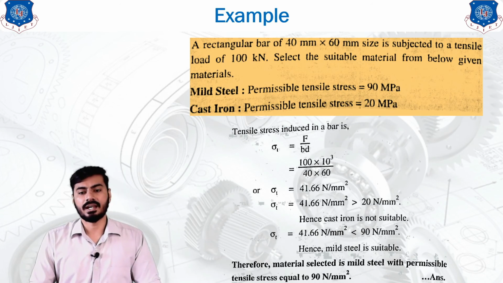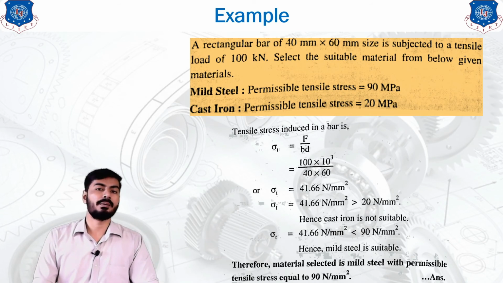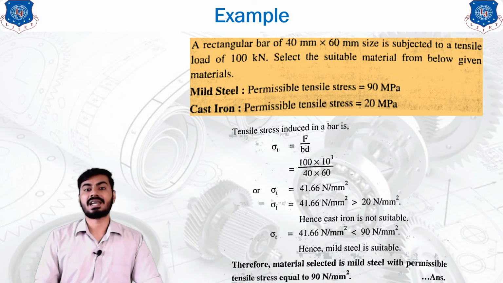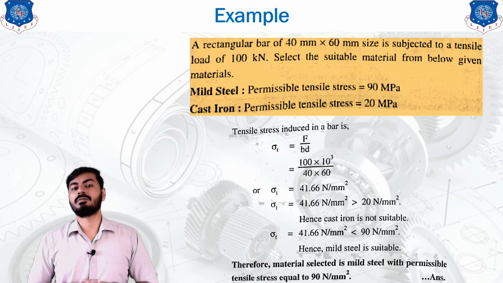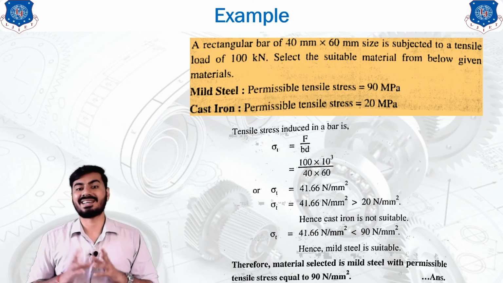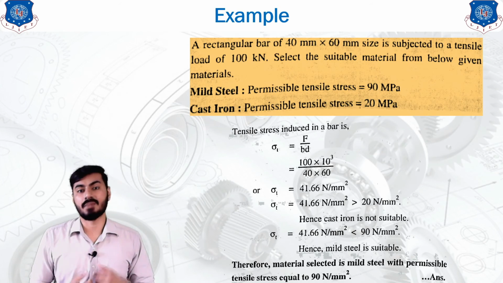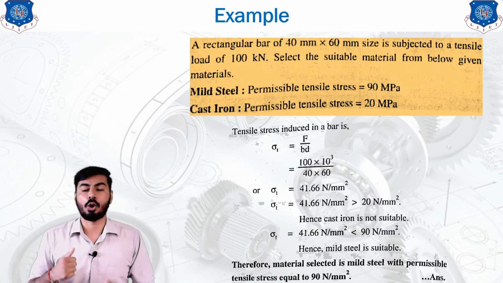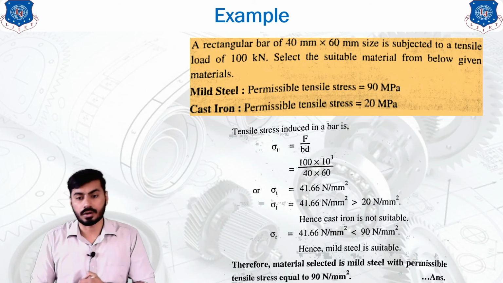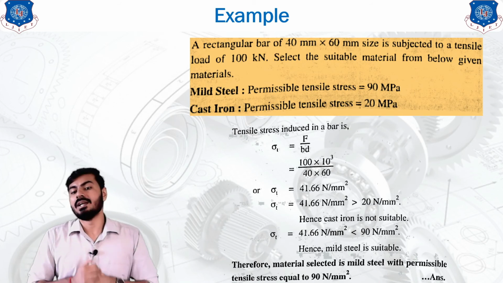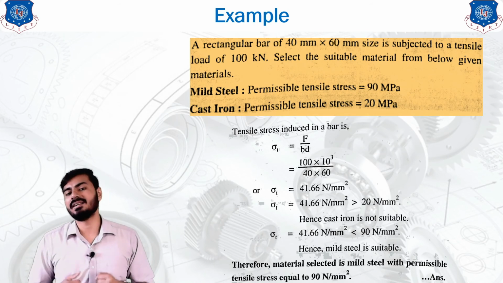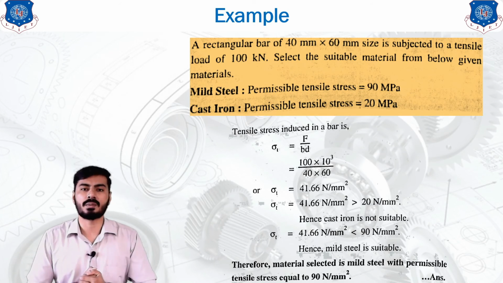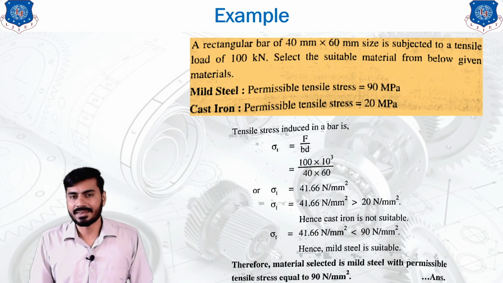As you can see, 41 is greater than the 20 megapascal, which is the maximum permissible tensile stress of the cast iron, and that's why the 41 Newton per mm square tensile stress will fail the cast iron material. So we cannot select cast iron, or the cast iron material is not suitable for our design. But as you can see, 41.66 is less than 90 megapascal, and that's why the mild steel can definitely sustain this much stress without any failure, and that's why the mild steel material is suitable for our design.